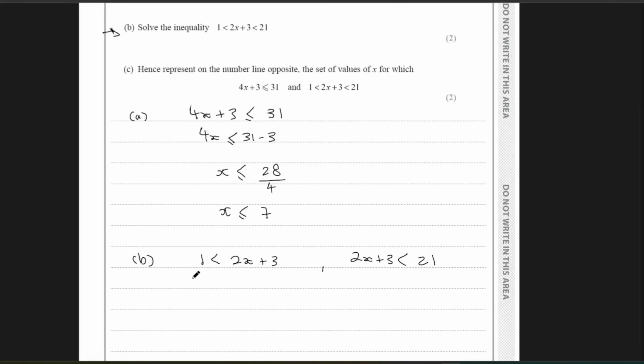So this one would be 2x plus 3 greater than 1. 2x greater than, if we move 3 to the other side, it'll be 1 minus 3, which is minus 2. X will be greater than minus 2 over 2, which is minus 1. Okay, the next one. 2x will be less than 21 minus 3, which is 18. X will be less than 18 over 2, which is 9.